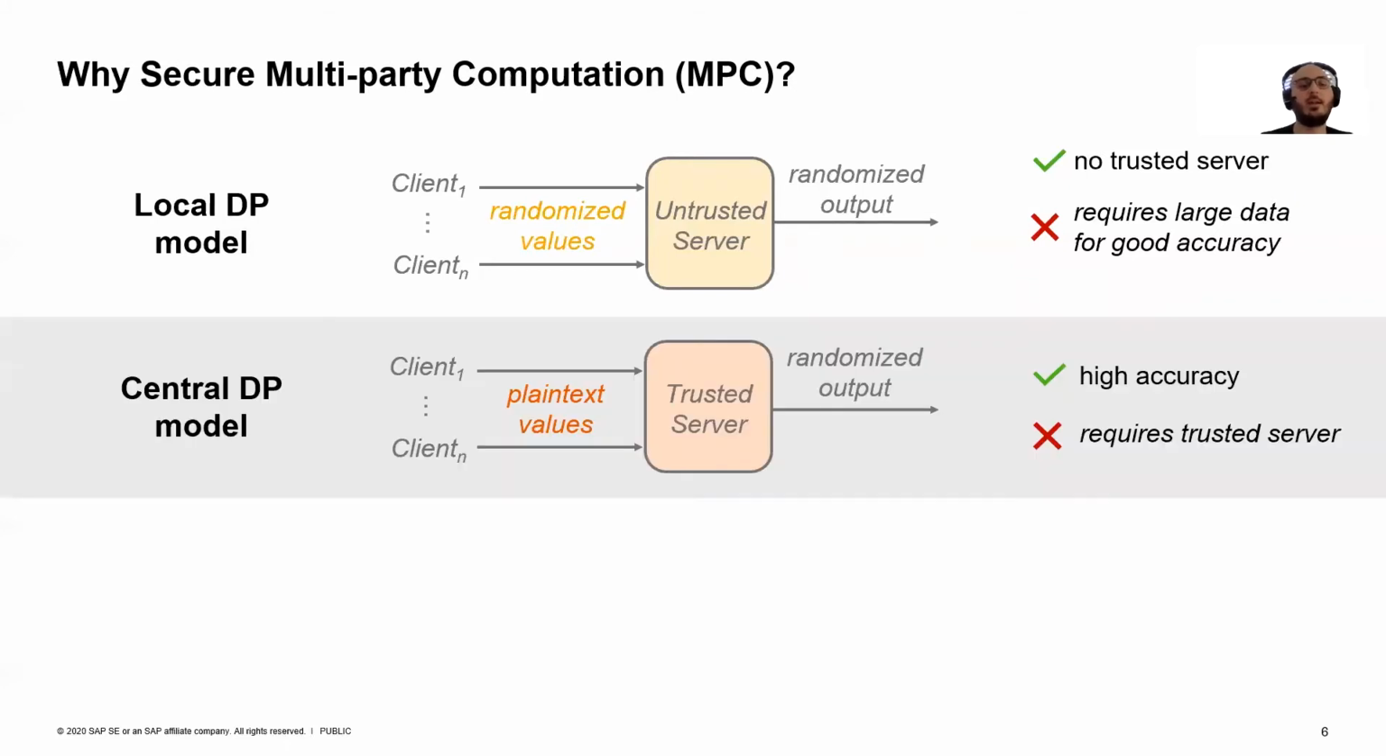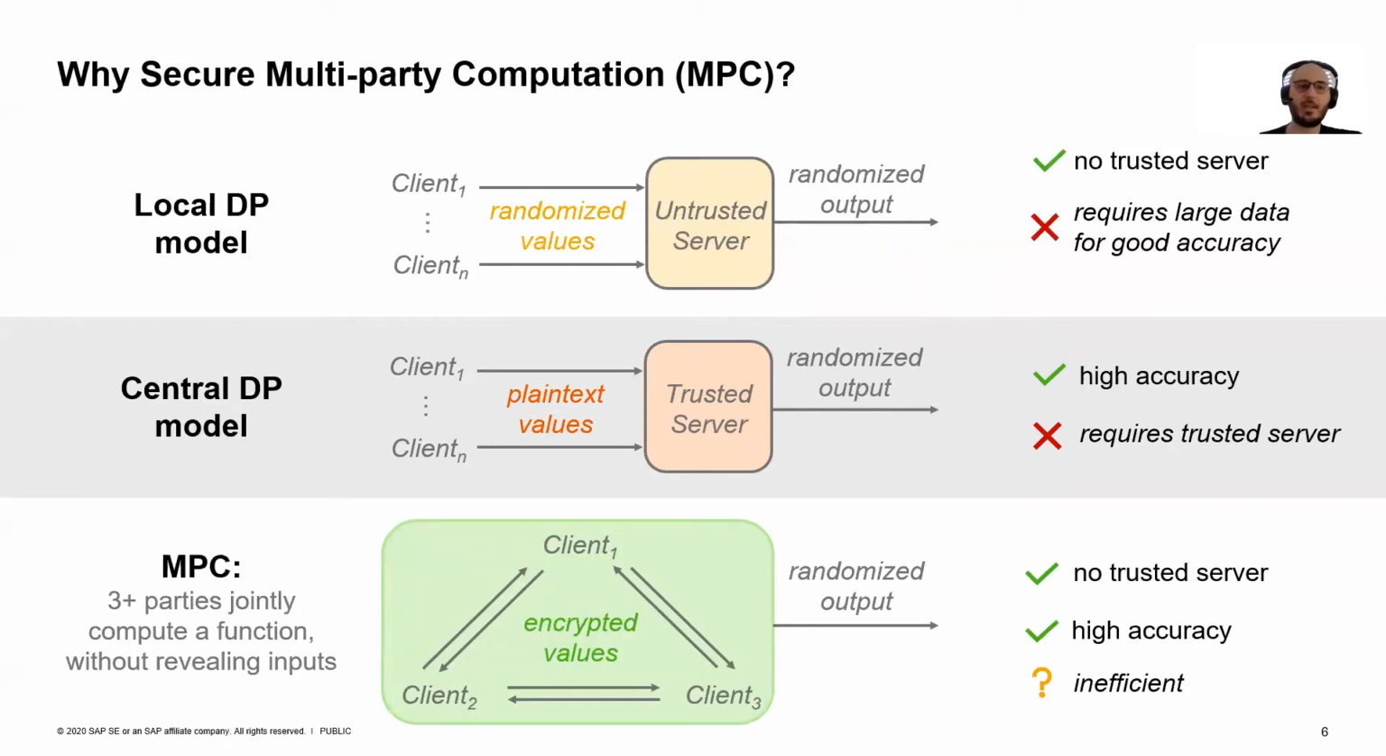In the central model, clients send plain text values, and a trusted server applies the randomization only once and outputs the value. This achieves high accuracy, however, it requires a trusted server. MPC, where 3 or more parties jointly compute a function without revealing inputs using cryptographic tools, can do without a trusted server. It still achieves high accuracy, but the question is, is it efficient? Now we combined the best of both worlds, but the question is, is it efficient?